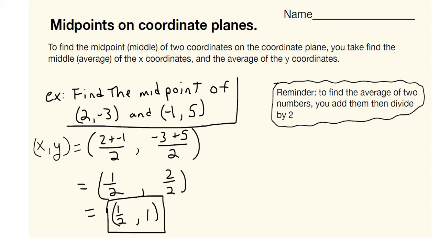Now let's find the y values. -3 and 5. Let's add those together. -3 and 5 is 2. 2 divided by 2 is 1. So as you can see, my y value for the midpoint is 1.